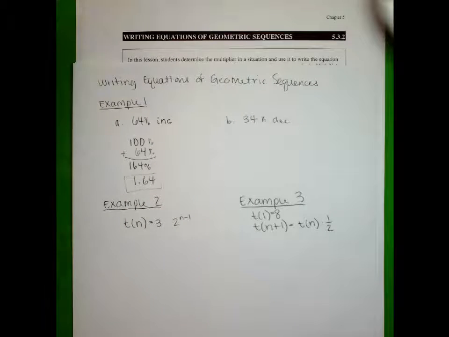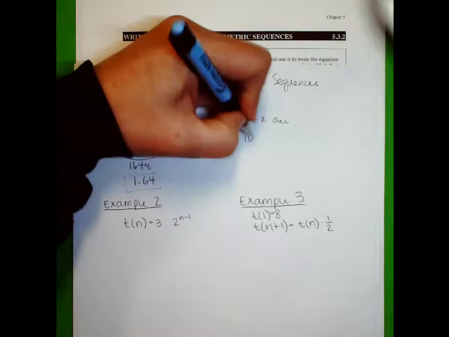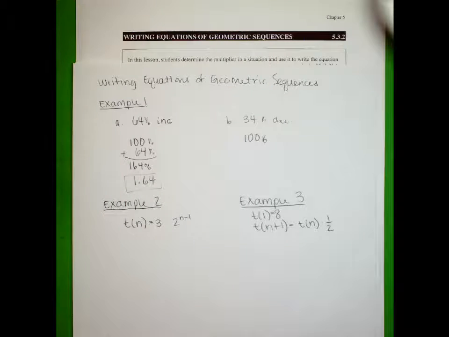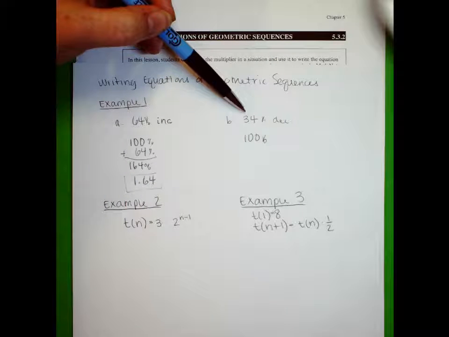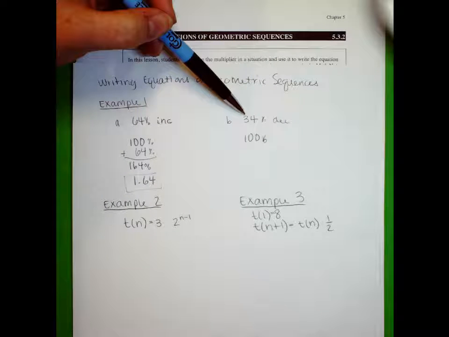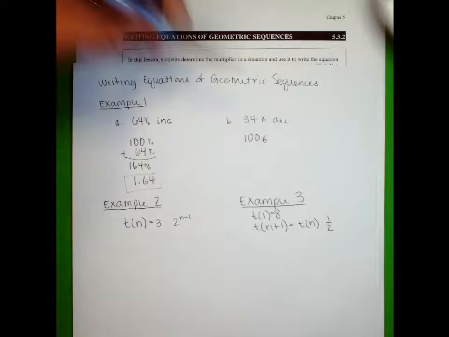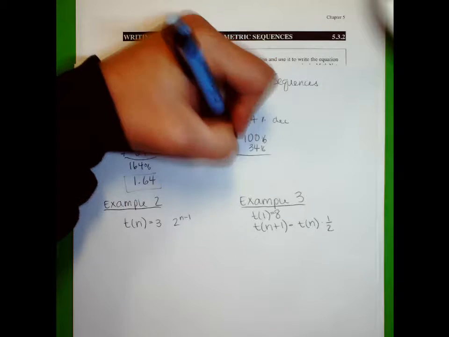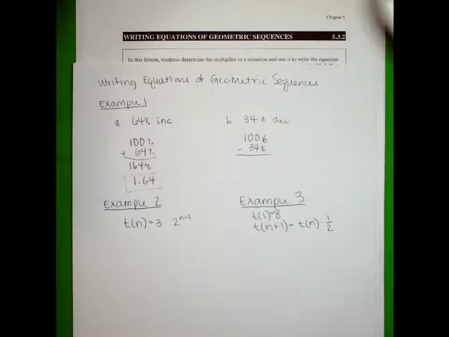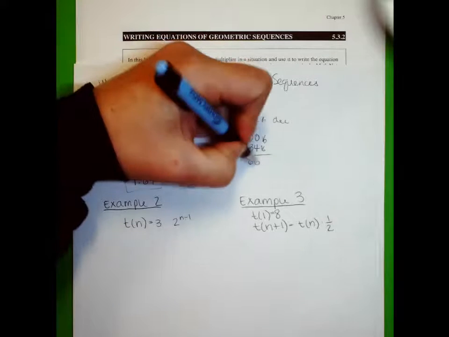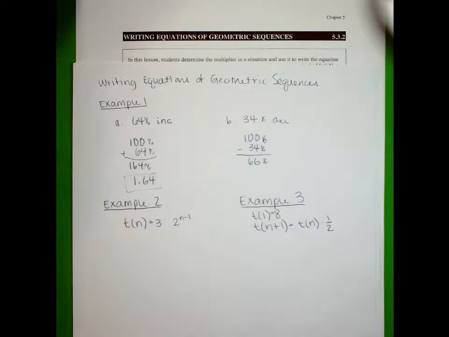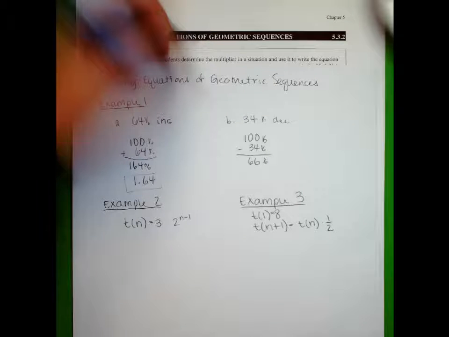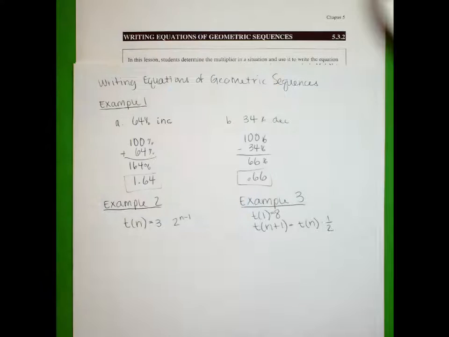In part B, again, you always start with 100%. It says in part B we are decreasing 34%. So it's a decrease of 34%. That means we subtract 34% from 100%. And we get 66%. So then you need to write that as a decimal. And that is our multiplier.